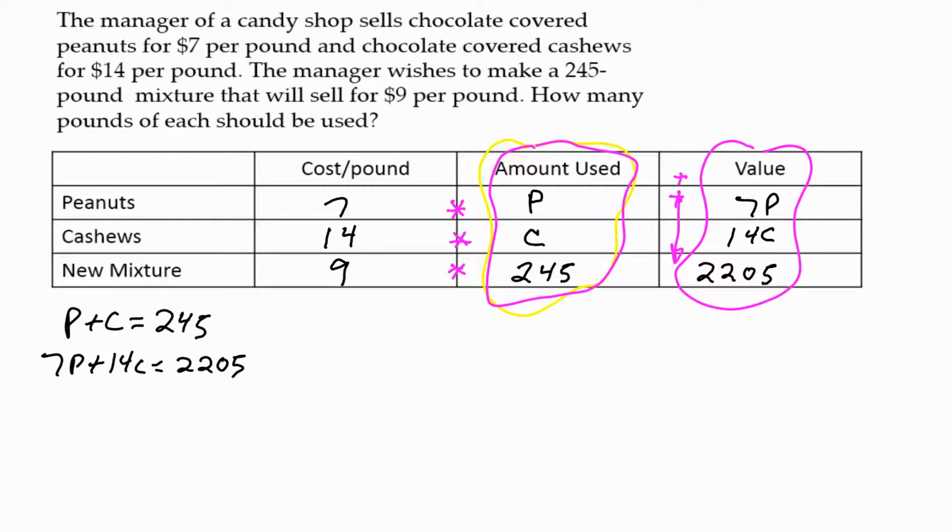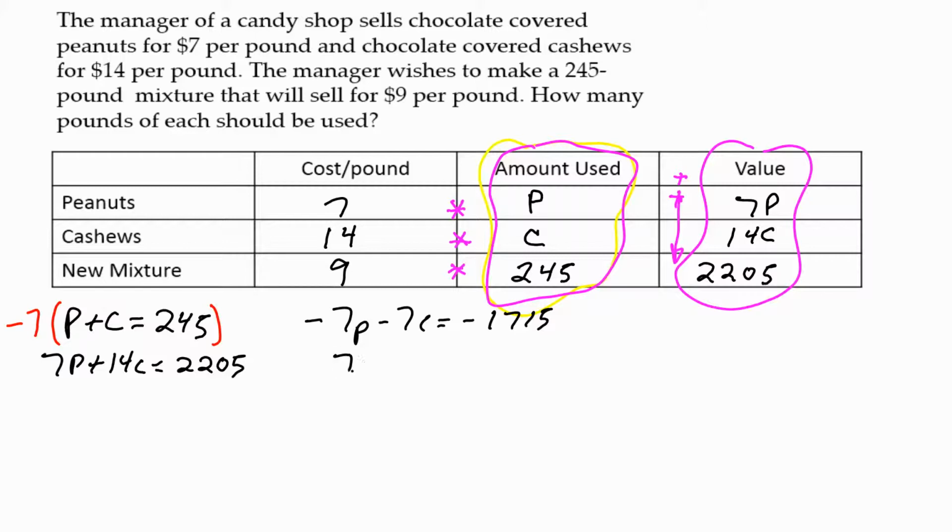At this point, we could either use substitution or elimination. I'm going to use elimination. So we're going to multiply the top by -7. I could have done it by -14 if I wanted, but I just picked -7. So our new equation will be -7p minus 7c equals -1715. Make sure that when you are multiplying across to use elimination, you do multiply each term, and if you are multiplying by a negative, don't lose that negative.